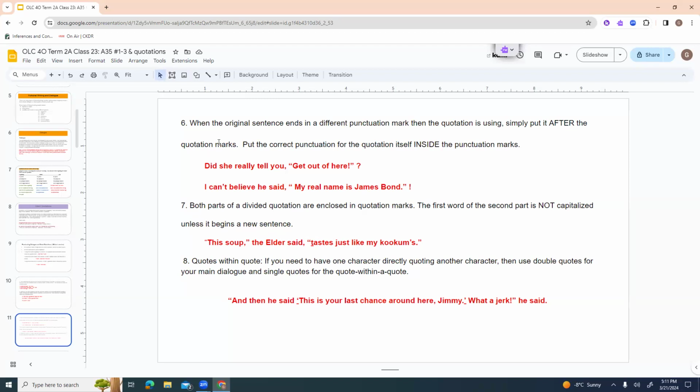Quotes within a quote, that kind of goes back to what we were talking about up here. If you need to have one character directly quoting another character, then use double quotes for the main dialogue and single quotes for the quote within a quote. And then he said, "'This is your last chance around here, Jimmy.' What a jerk," he said. So see the single apostrophe or single quote? That's what the other person is saying. And then the double quote is showing you what this main person is saying. Again, that's an unusual situation.